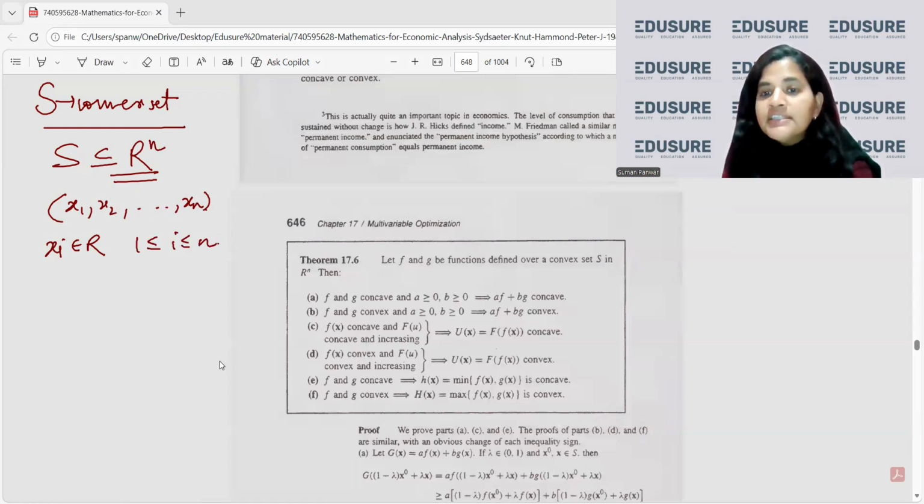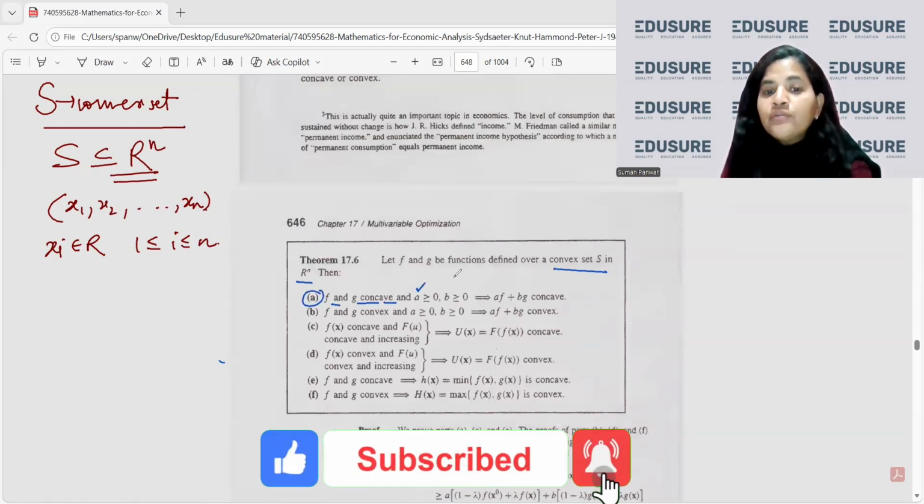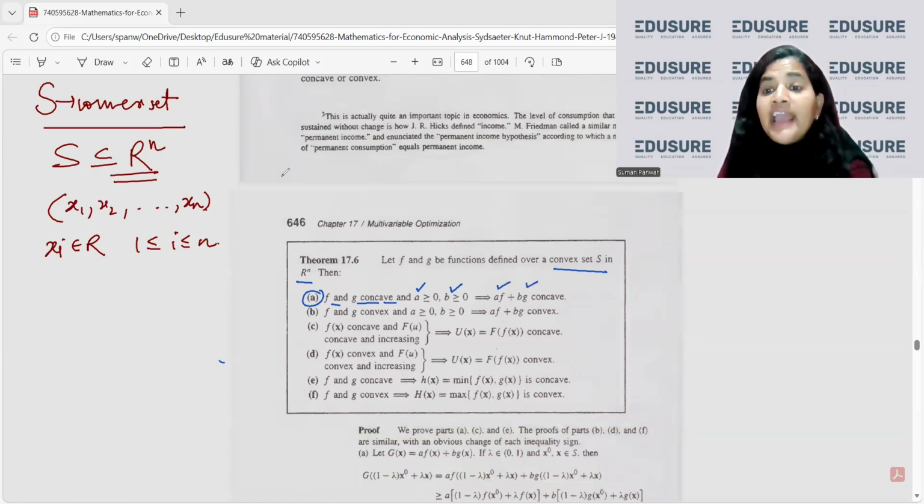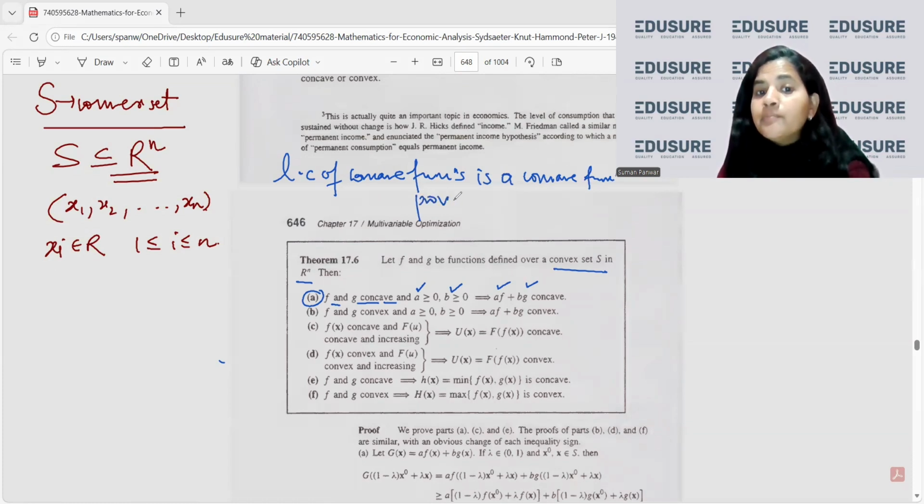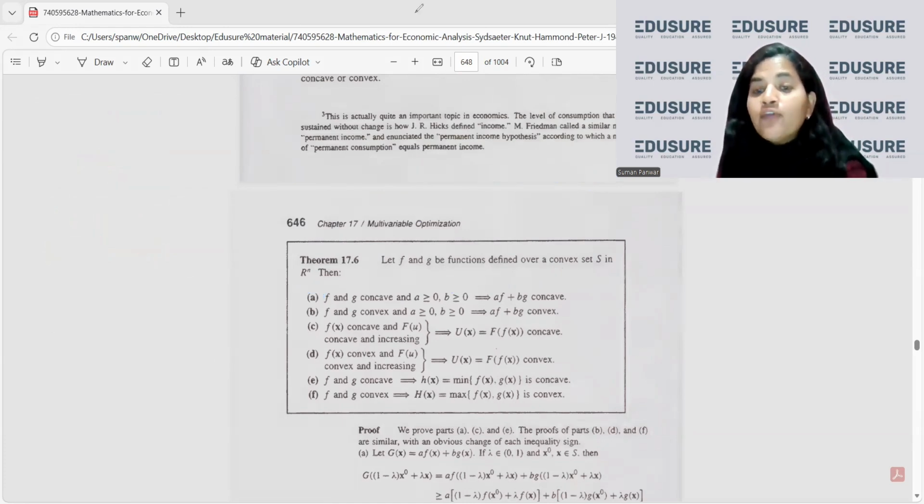Let f and g be functions defined over a convex set S in Rn. Then if f and g are concave and a greater than or equal to 0, b greater than or equal to 0, then af plus bg is concave. So it is saying that any linear combination of concave functions is a concave function, provided the coefficients are non-negative. We don't want to have negative linear combinations. We want a and b to be non-negative. They can be 0, but they cannot be negative.